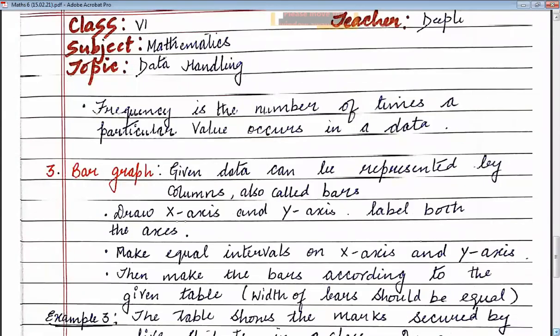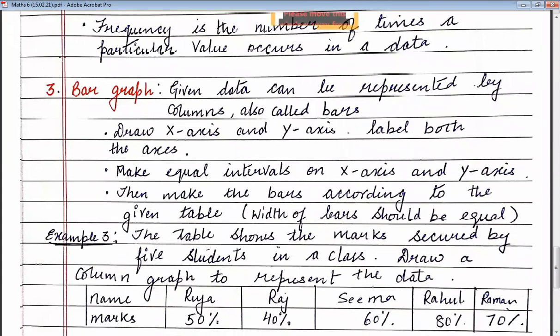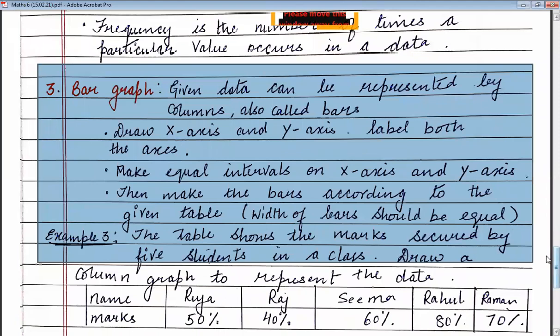Now let's move on to our next graph, that is bar graph. Now children, this is a very important graph. Before going to bar graph, you should know the things which we are going to make in bar graph. First of all, you have to draw x-axis and y-axis. Then you have to label both the axes, fine. Then you have to make equal intervals on x-axis and y-axis. Then make the bars according to the given information or given table. And now children, be careful that the width of the bars should be equal.